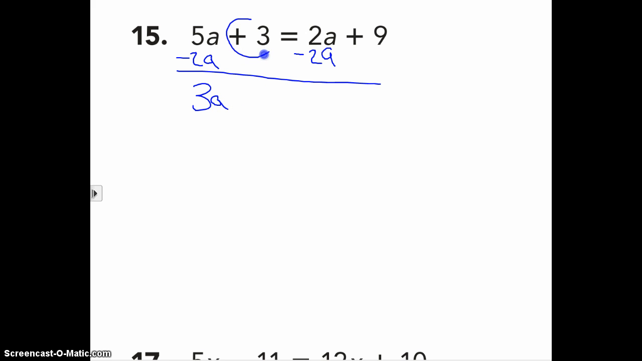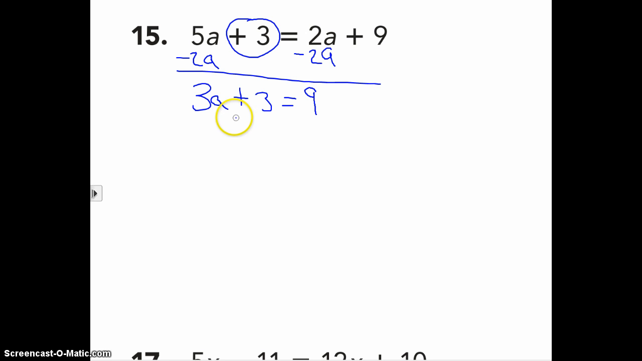And this is just coming down. The plus 3 just drags down. This 2a now is gone, and on the right side the only thing I have left is the 9. Okay, but still I have two operations connected onto my a. I have a plus 3 here and a times 3 here.